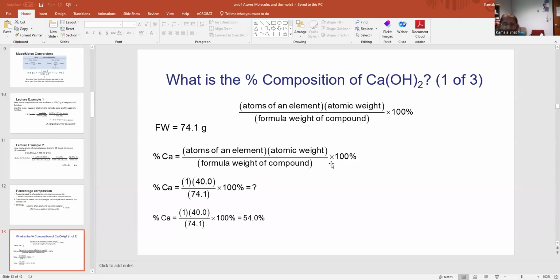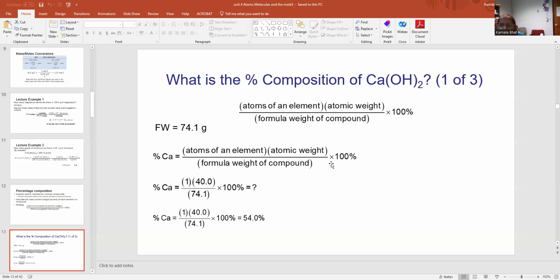Now you can see this in the next 3 slides, how the percentage of each element is calculated. I'm just going to show you the first calculation, then check out the following 2 slides and make sure that you get 100% for the compound calcium hydroxide, Ca(OH)2. Noting that there is 1 calcium, 2 oxygen, and 2 hydrogen in the compound.